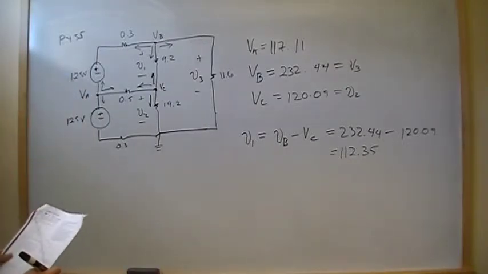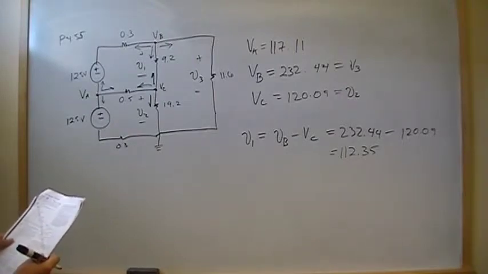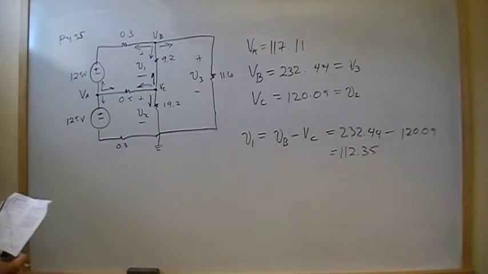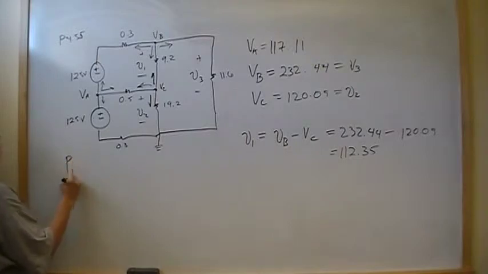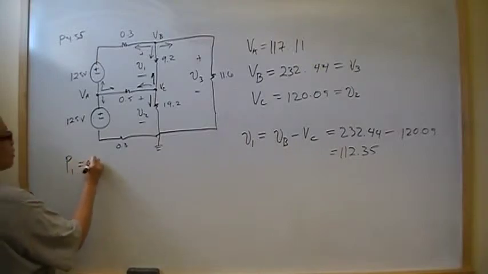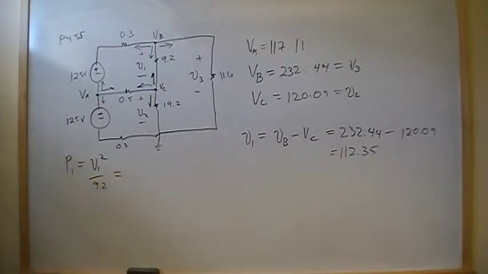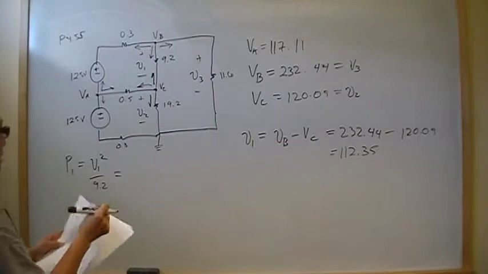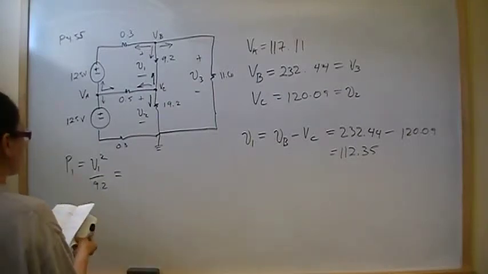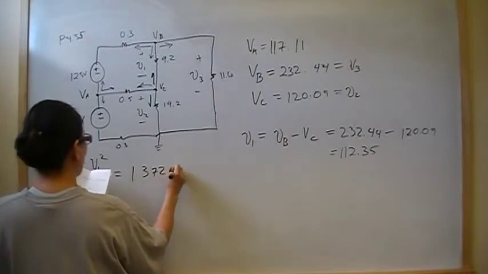Part C says, calculate the power delivered to R1, R2, and R3. Well, power is just V squared over R. So power delivered to R1 is going to be V1 squared over 9.2. I'm going to let you do the math, and that should be 1372.01 watts.